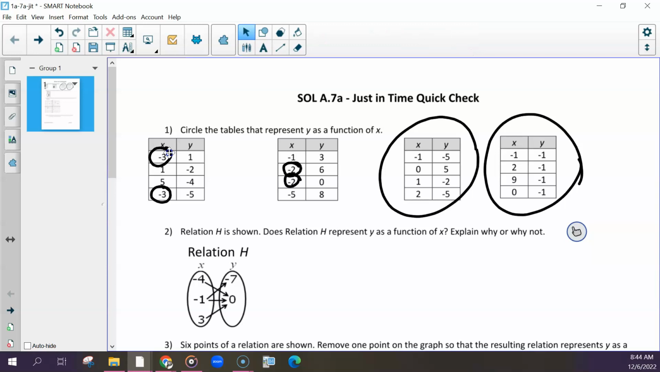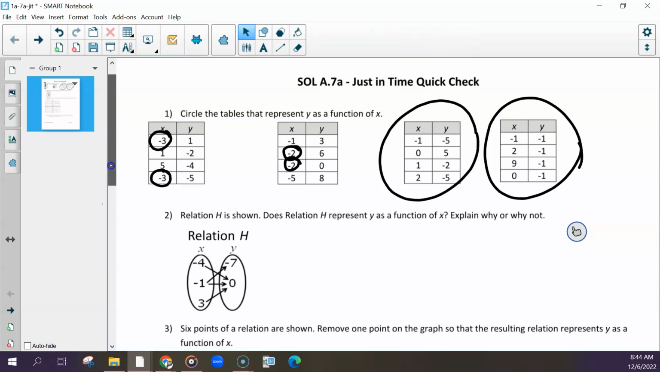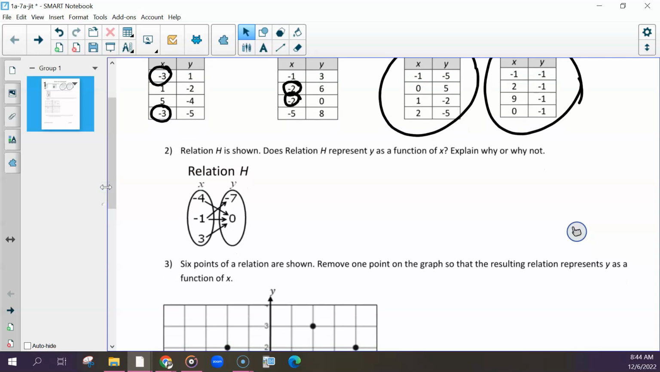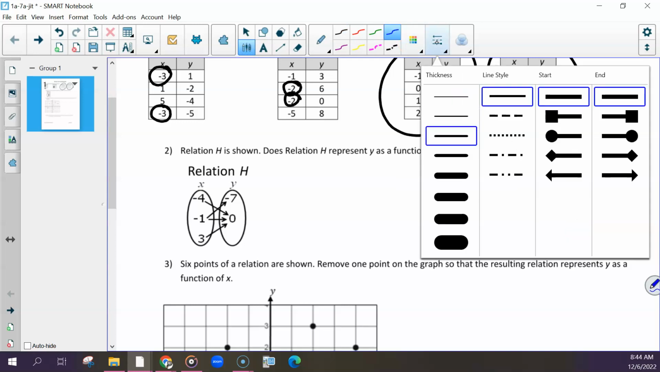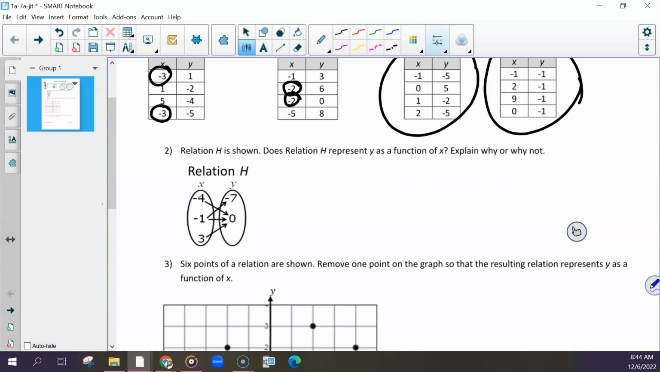Anyone want to do number 2? I'll do number 2 just so we're not doing it twice in a row. All right. Is this a function? Yes or no? Why not?